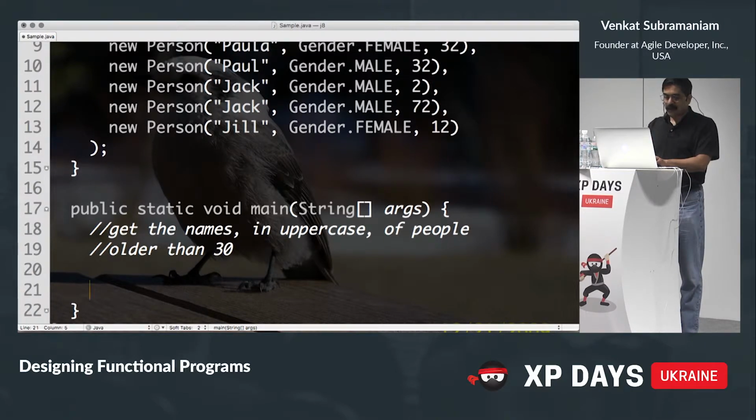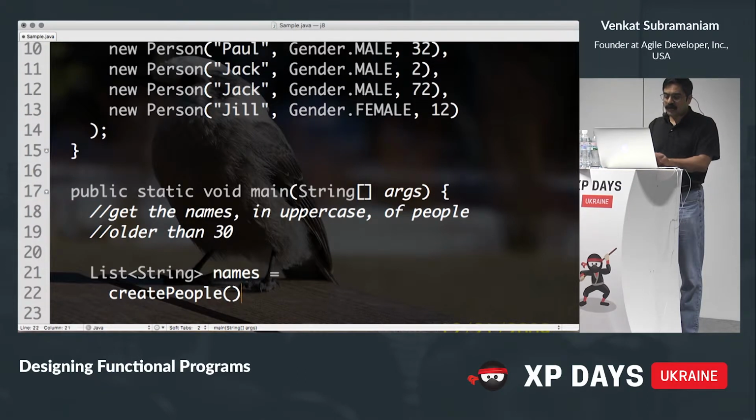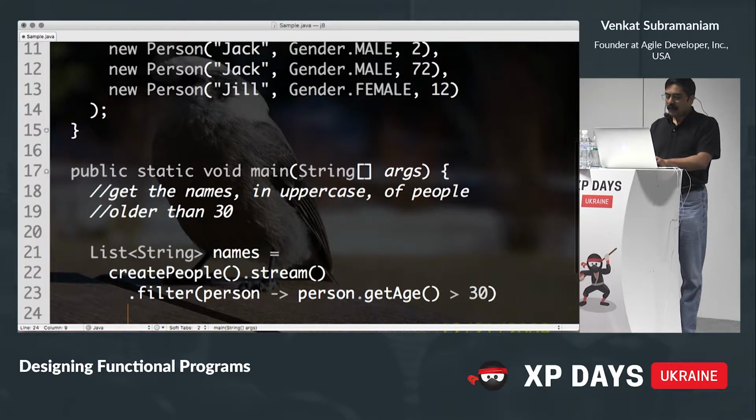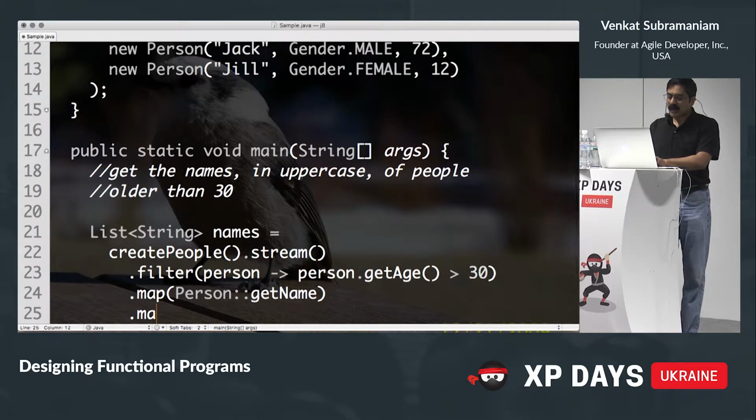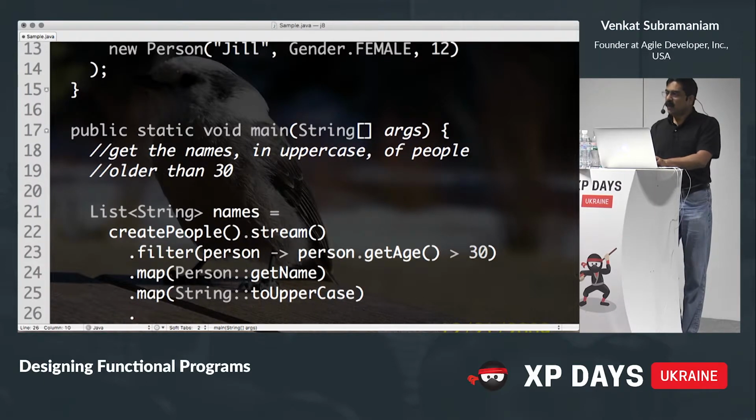So I'm going to say over here, first of all, output. Well, I want to put it into a collection. So we'll say List<String> names is equal to, and I'm going to start with createPeople().stream(). And once I get a stream out of it, I'm going to say filter, given a person, give me person.getAge() greater than 30. But I don't want the person, I want the person's name. So map person, in this case, I'm going to say getName. But I don't want the name, I want it in uppercase, String::toUpperCase. But I don't want the names alone, I want them in a list.